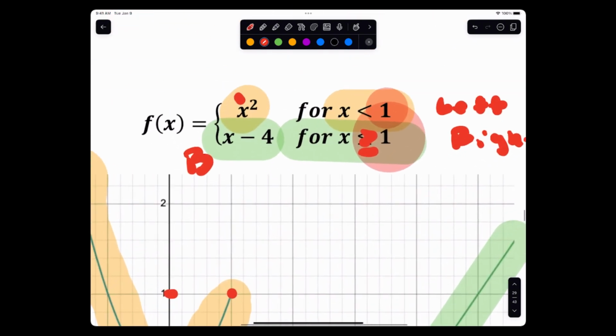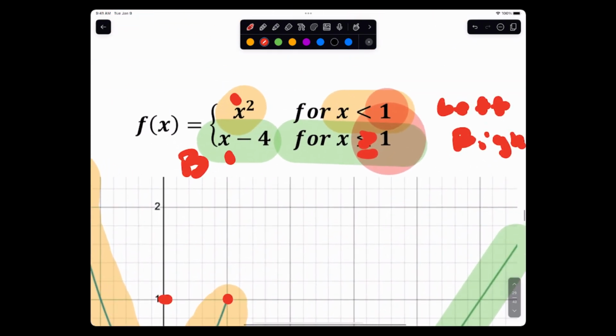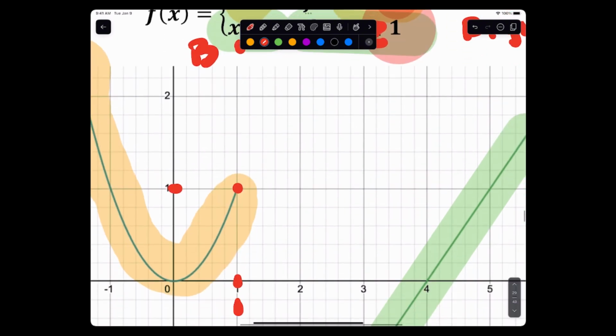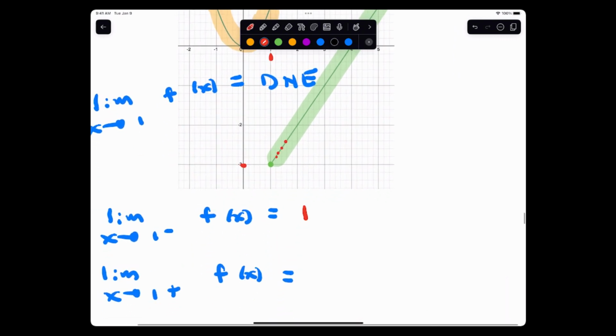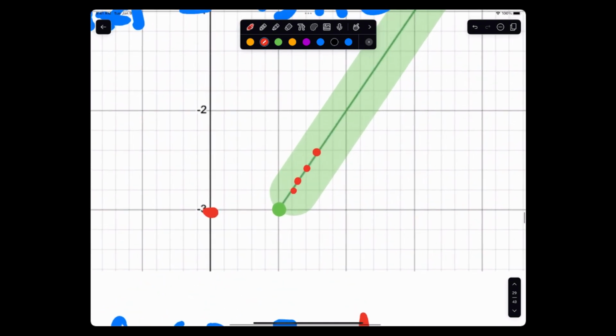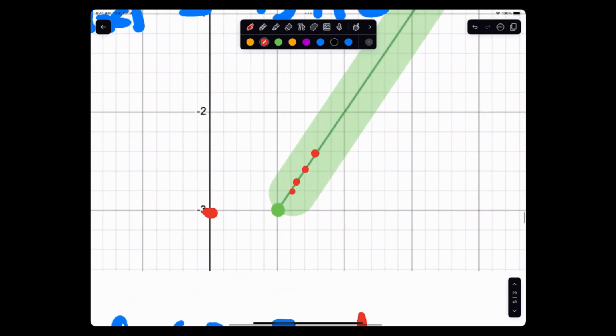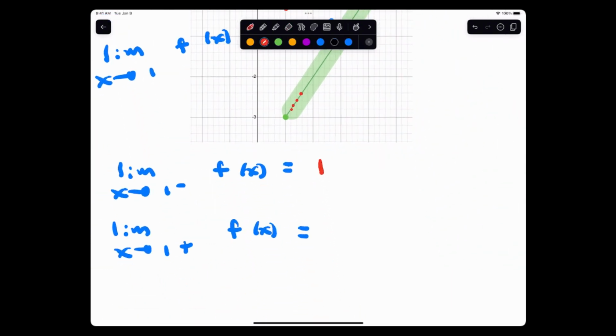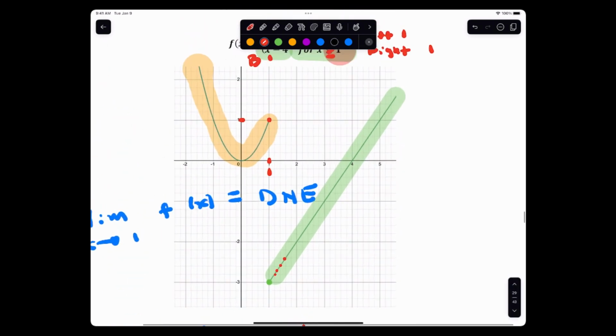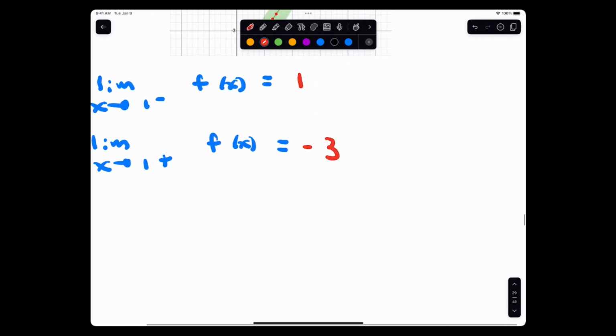And then you say, what about the right-handed limit? How do I get the... You plug in 1 here. What's 1 minus 4? -3. See, isn't it sure enough? Isn't that -3 over here? Isn't that -3 as you approach 1 from the right? Did I see my point? Are those two things equal? So that's why it's what? Does not exist.